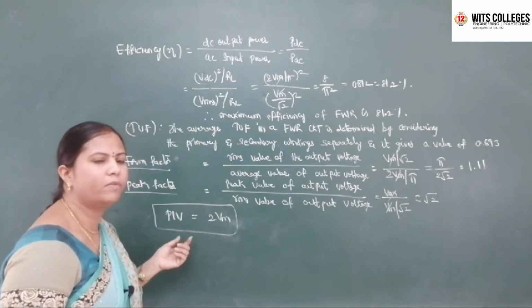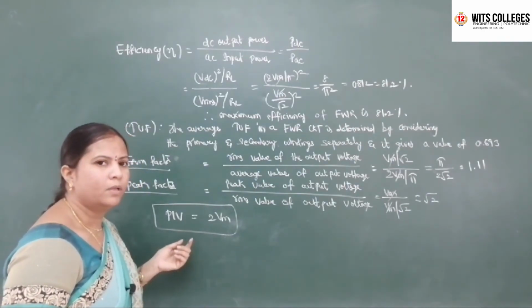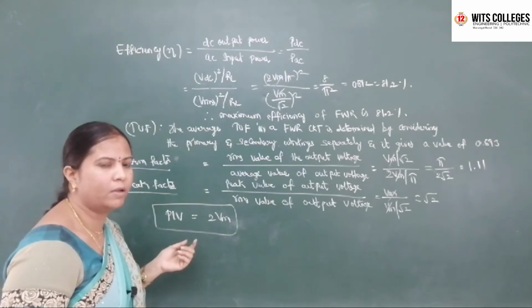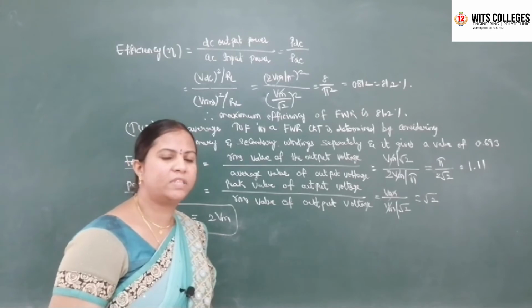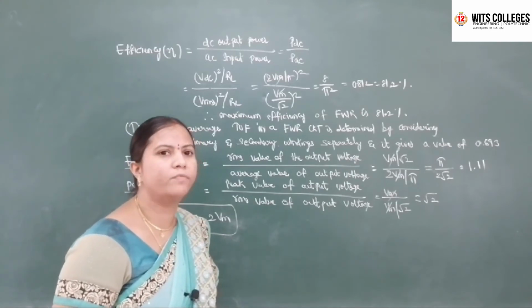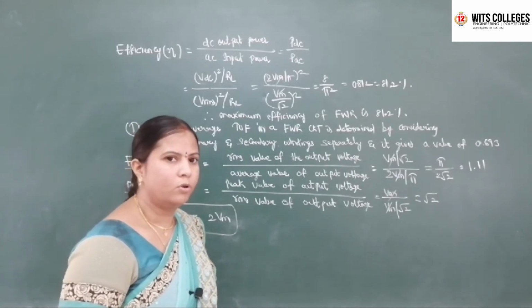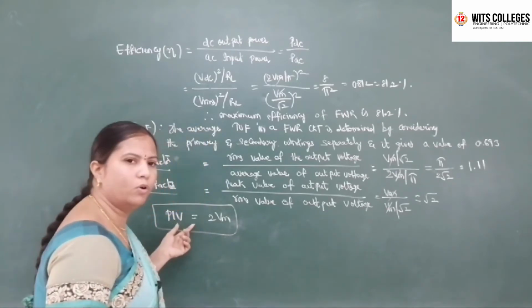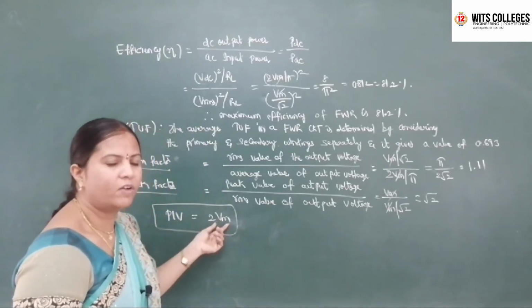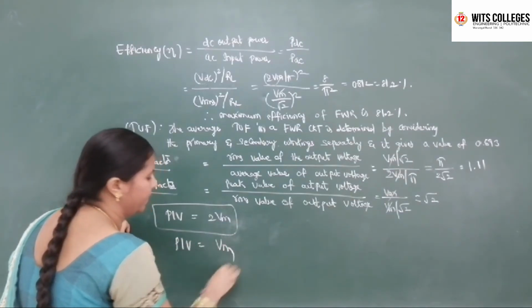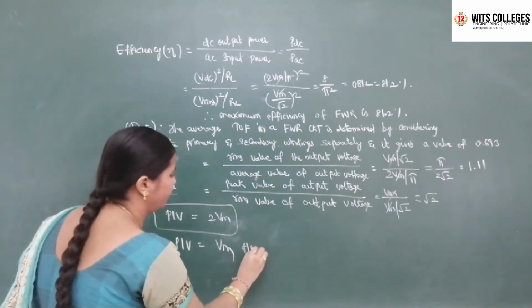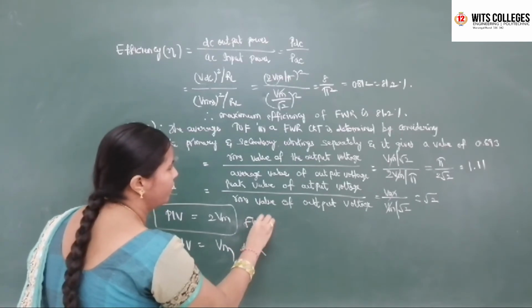How will you define the peak inverse voltage? The maximum reverse voltage that a diode can withstand without any destroying of the junction. Okay, that is defined as peak inverse voltage. It is 2 Vm for the full wave rectifier, and the peak inverse voltage for the half wave rectifier is Vm. This is for the half wave rectifier and this is for the full wave rectifier.